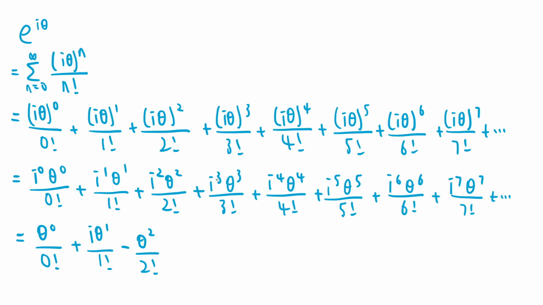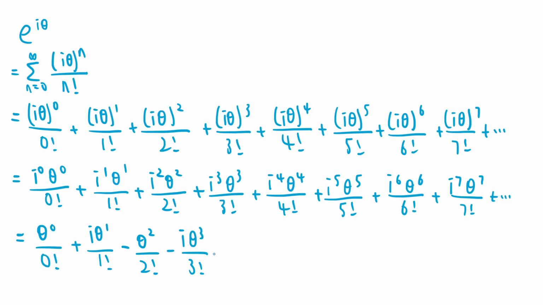I cubed is equal to -i, so the fourth term, i cubed theta cubed over 3 factorial, just becomes minus i theta cubed over 3 factorial. The powers of i are cyclical and repeat for every multiple of 4 in the exponent.